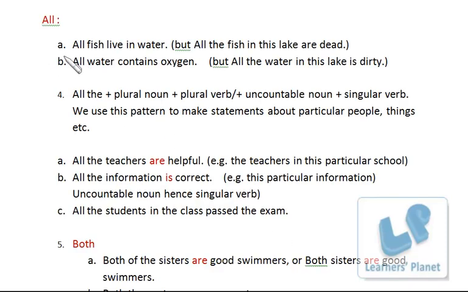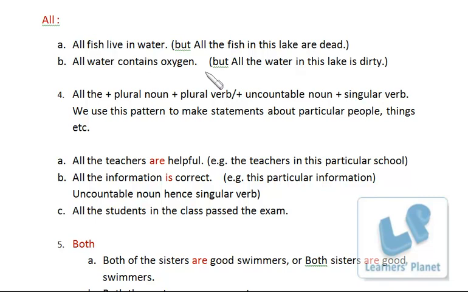See more. All. All fish live in water. But all the fish in this lake are dead, right? All fish, when we are talking about fish in general, and when we are talking about the fish in this particular lake, then we are using the. All the fish in this lake are dead. All water contains oxygen, right? But all the water in this lake is dirty. That means the water of this particular lake, right? But all water contains oxygen. That we are talking about water as a general, right?